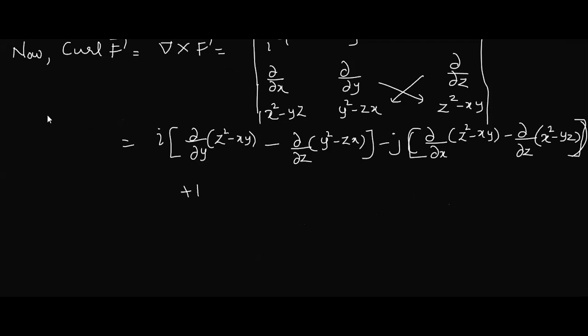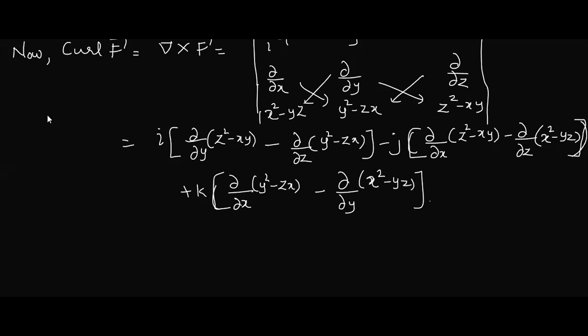Plus k into, leave the first row and the third column. Take the product like this. Dou by dou x operating on y square minus zx, minus dou by dou y operating on x square minus yz. Now carefully write the derivative. Some students, when they know the curl has to be shown irrotational, directly write 0. So the evaluator also doesn't think much, and directly cuts the marks. Don't allow them to cut any marks.